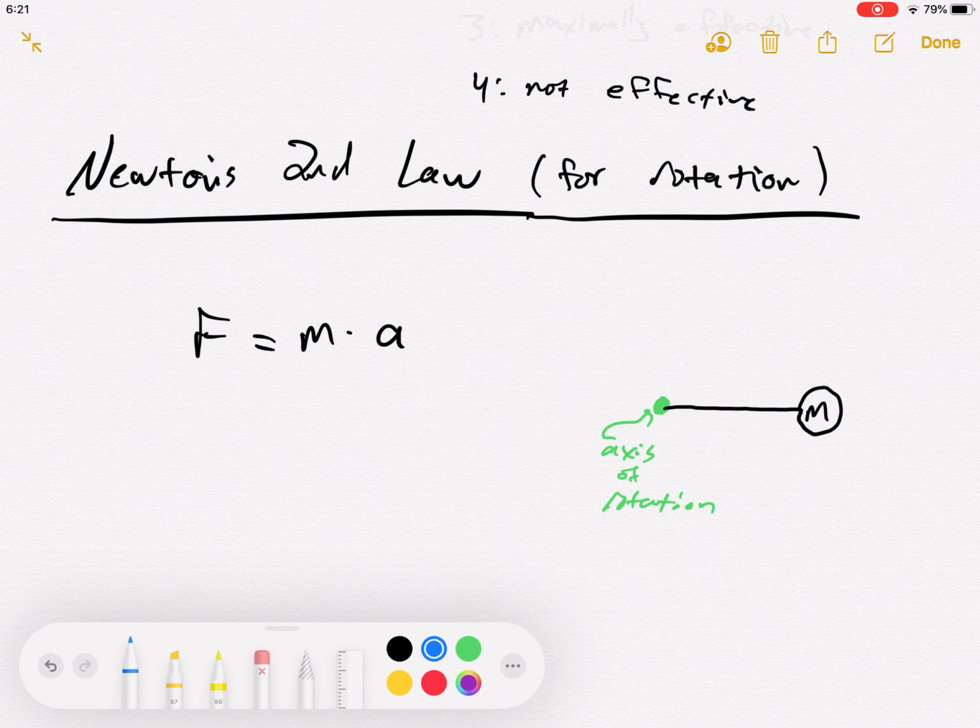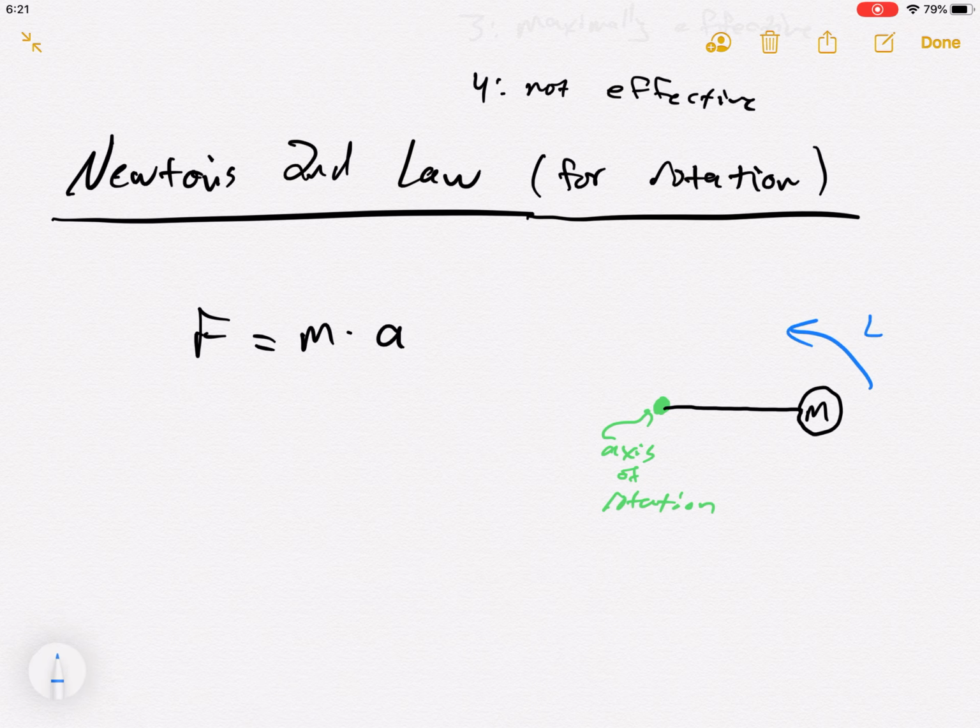And I'm going to apply some kind of torque to this system. All right, let's say I apply a force. Now, to calculate torque, remember torque is r times F times sine theta. So where I apply this force matters, right? If I apply the force here or here or here, that matters.